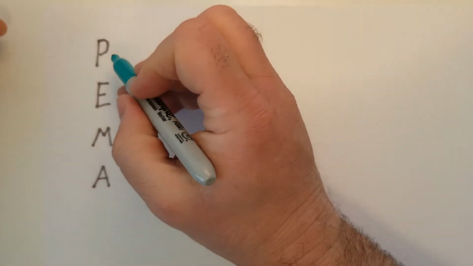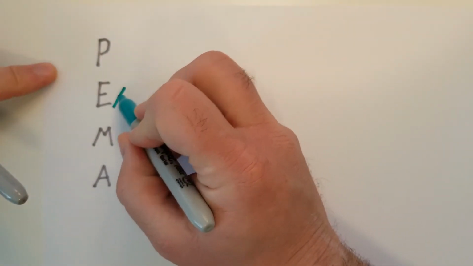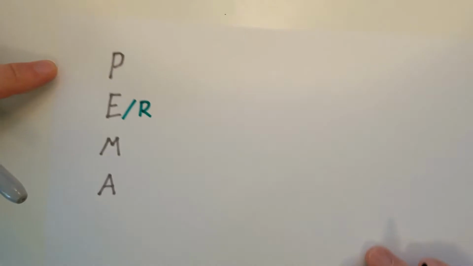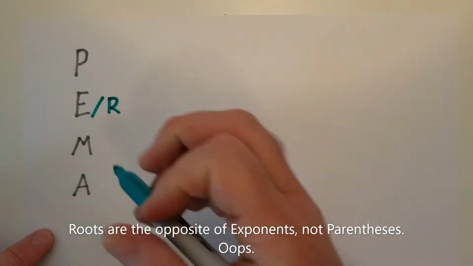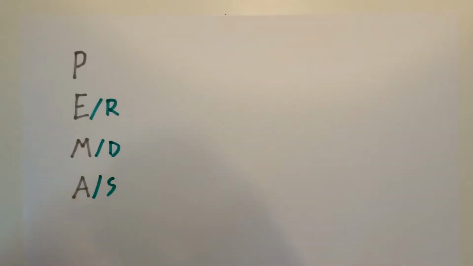The same process happens with the order of operations. Parentheses, which isn't really an operation, this is just about grouping. Exponents and roots, which are the opposite of parentheses. Multiplication and division, and addition and subtraction.